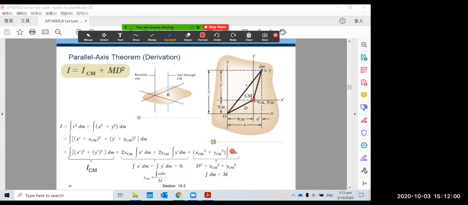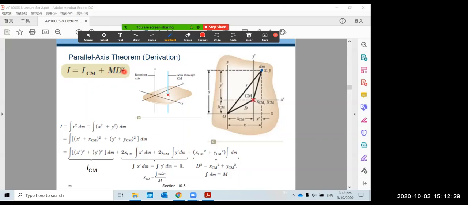So the integration of this last term, because xcm is a constant, ycm is a constant, it can be taken out. And the integrating of dm, it is just to sum up all the masses, and that is actually the whole mass of the object. So that is the large M. And at the end, you would get this equation, I equals ICM plus MD squared.